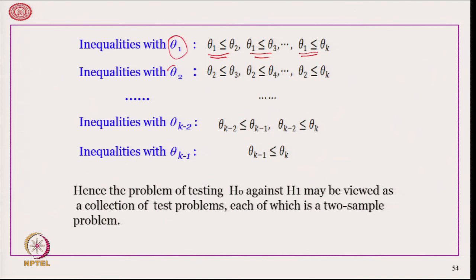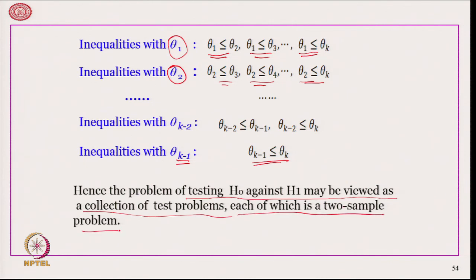With respect to theta 2, what we are trying to check is if theta 2 is less than or equal to theta 3, less than or equal to theta 4, and theta 2 is less than or equal to theta k. Finally, corresponding to theta k minus 1, we are just checking theta k minus 1 less than or equal to theta k. That is what we are saying, that each time we are just considering only two populations and trying to compare their location parameters. Hence, the problem of testing H0 against H1 may be viewed as a collection of test problems, each of which is a two sample problem.